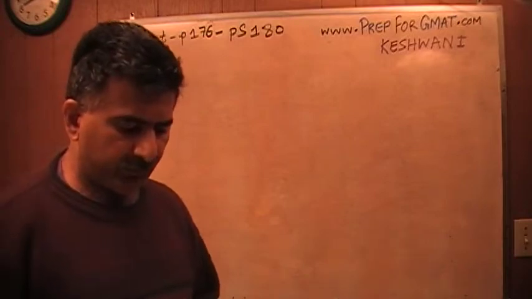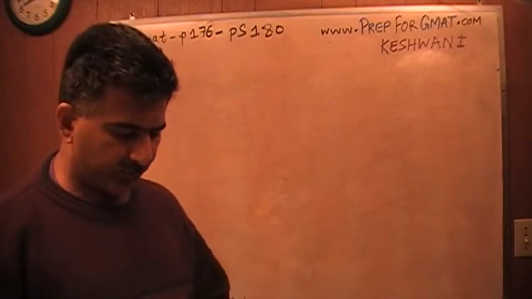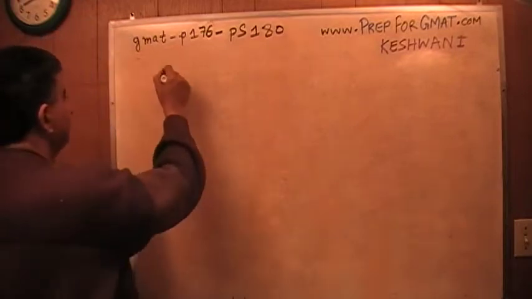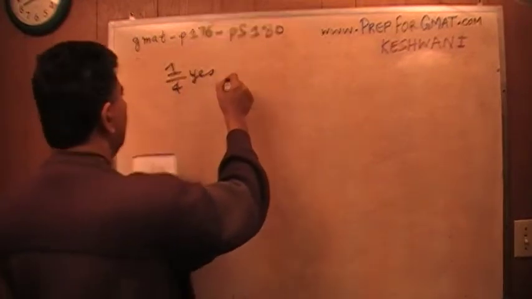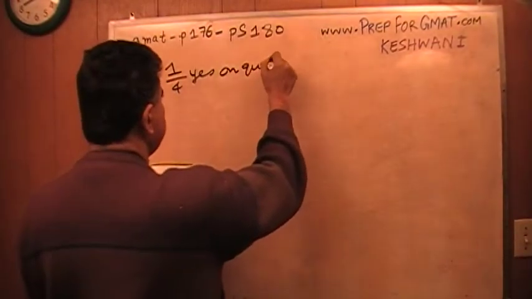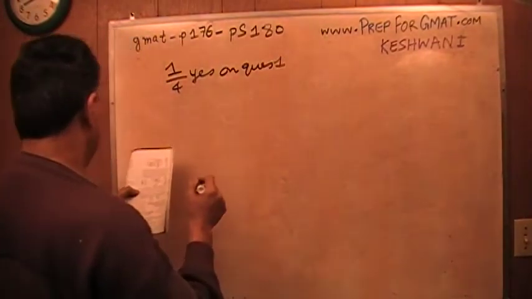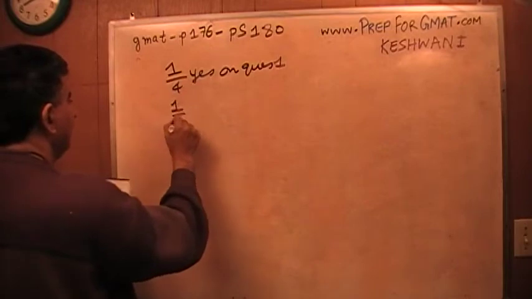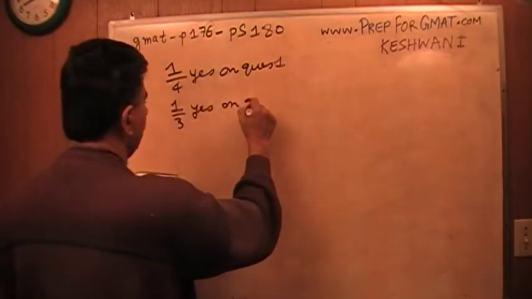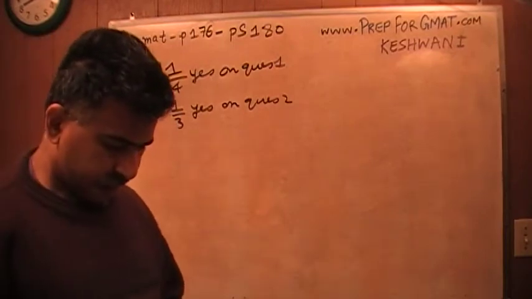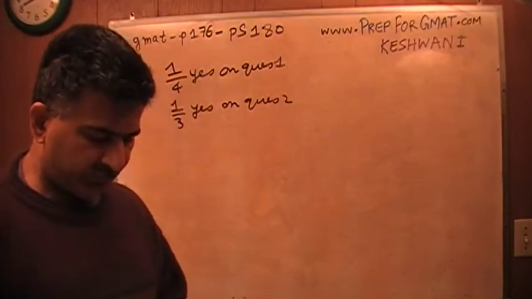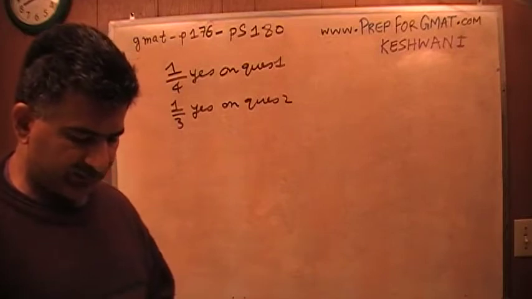In a nationwide poll, N people were interviewed. 1/4 of them said yes on question 1, and 1/3 of them said yes on question number 2. Which of the following expressions represents the number of people interviewed who did not say yes to both questions?